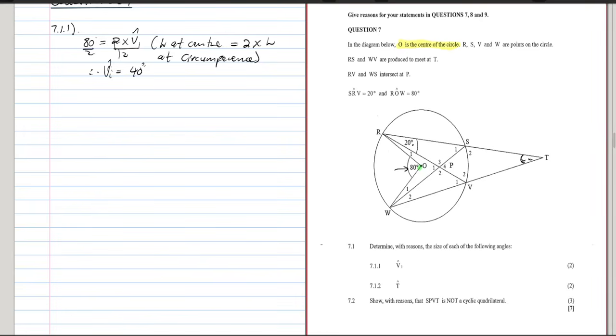Now, one might argue that if we had V2, we would be able to calculate angle T. Oh, but you still remember, we calculated V1 just now, right? It's 40 degrees. So V1 and V2 are angles on a straight line. So we can calculate V2 first and work out angle T by using angles in a triangle. So for 7.1.2, we can say V1 added to V2 gives us 180 degrees, right? Angles on a straight line.